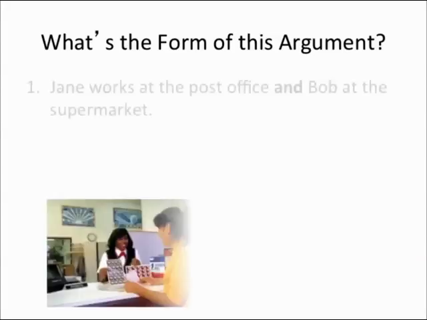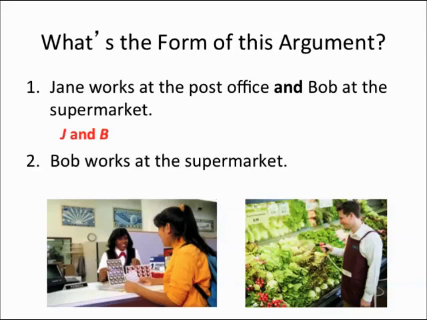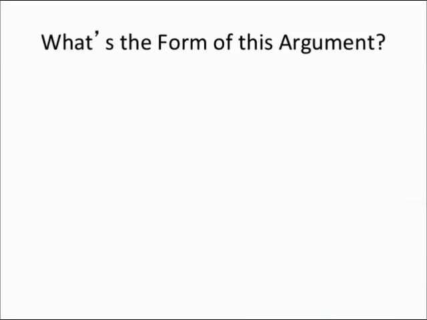Let's try another one. Premise: Jane works at the post office and Bob at the supermarket. Again, we have two simple statements that we have to symbolize. Specifically, Jane works at the post office, followed by Bob works at the supermarket. Symbolizing this is easy. J and B. Now, let's look at the conclusion. Bob works at the supermarket, which we can symbolize as B. Incidentally, this is a valid form of propositional argument known as conjunctive simplification. Not a very interesting argument, but it has its uses, as we shall see when we get into proof construction.